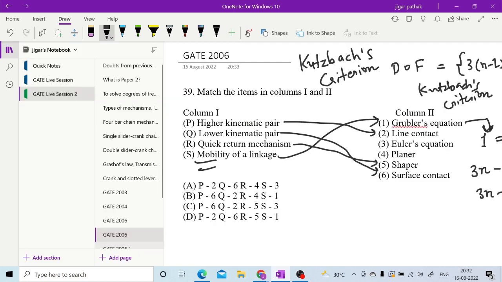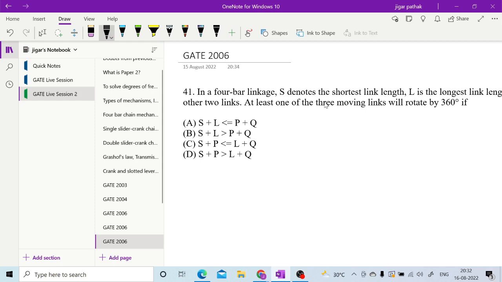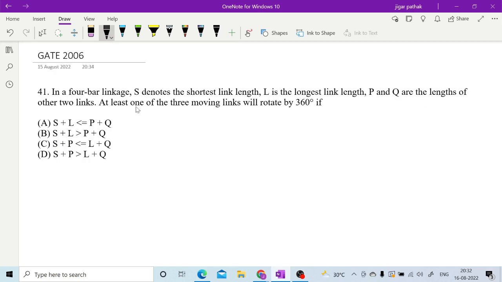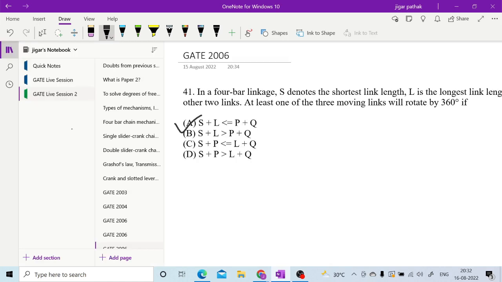So the next one is this. It is also simple. In Grashoff's law, what is the condition for Grashoff's law? Can anyone tell the answer for this one? Yes, sir. Sir, s plus l less than or equal to p plus q. So the correct answer is A, right? Yes sir. Okay, now let us go for the next question.